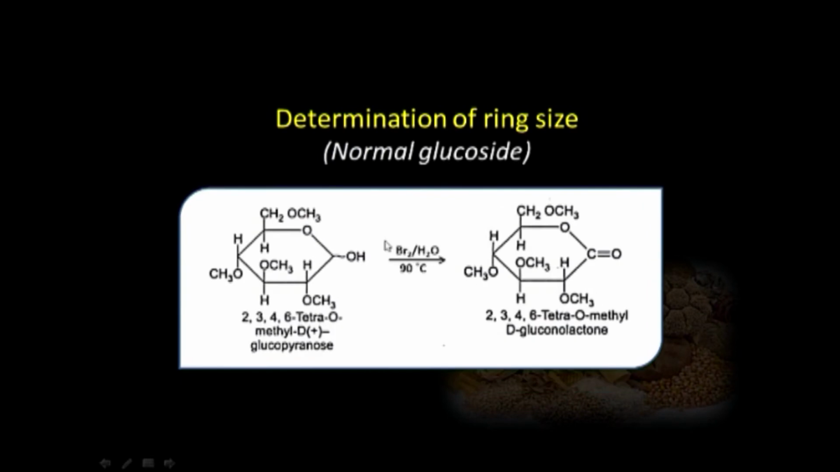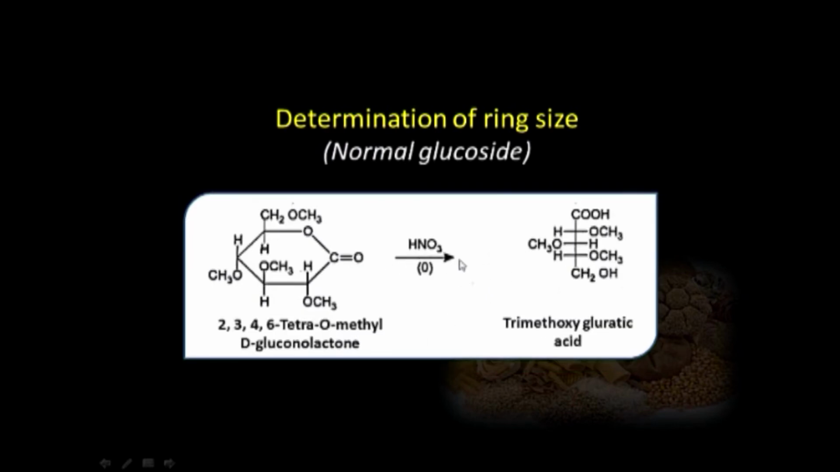Then this is further oxidized with bromine water. This carbon is oxidized back into aldehyde, the aldehyde is oxidized into acid, and then this acid is cyclized to give this cyclic lactone. We call it 2, 3, 4, 6 tetra O methyl D glucolactone here. Then this is oxidized with nitric acid.